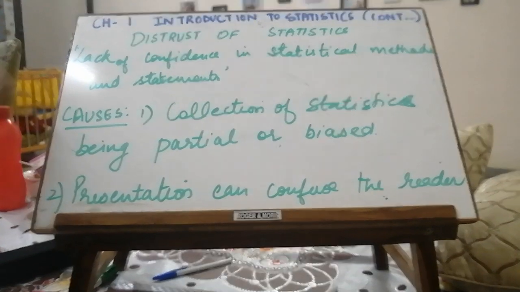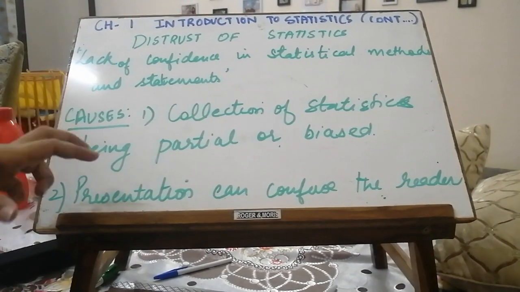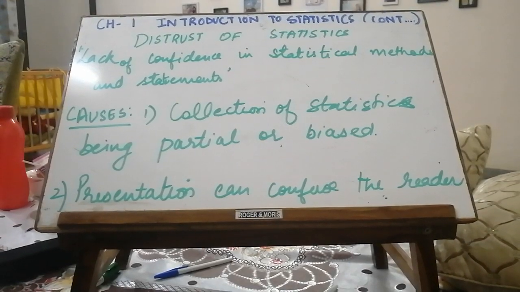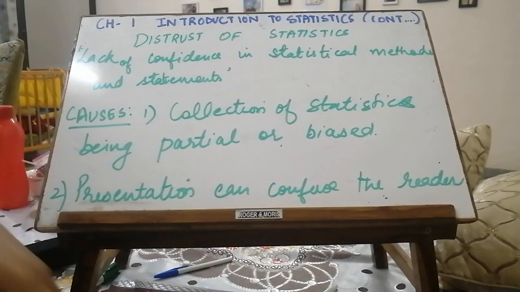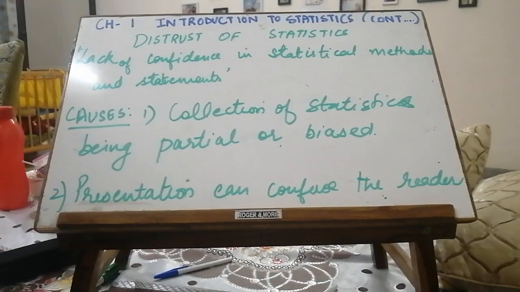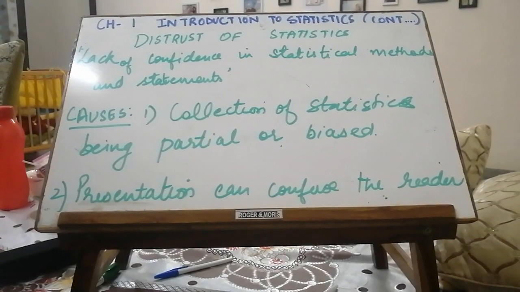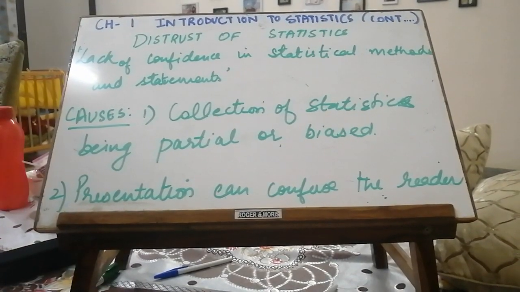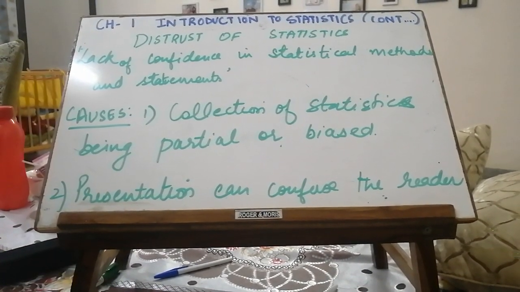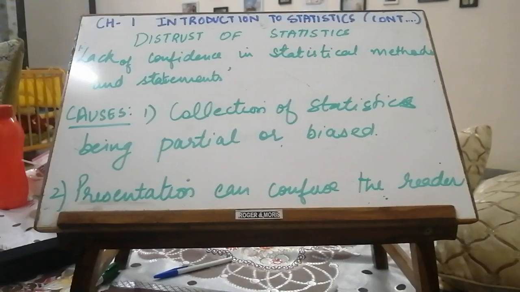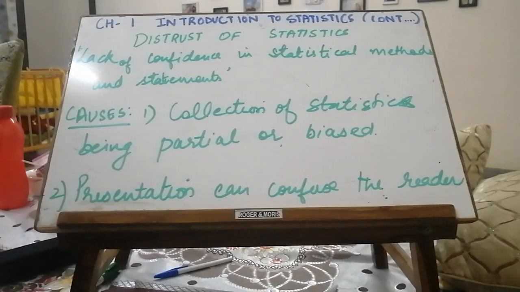Now what are the causes? Number one, collection of statistics being partial or biased. Let's say I want to know what is the average income in a particular area, and I want the result to be on the higher side, so I will definitely go and visit only people who have a higher income. So my collection of the data is biased here. I am not unbiased, I am not neutral. So this could lead to a wrong result. This is one of the causes.